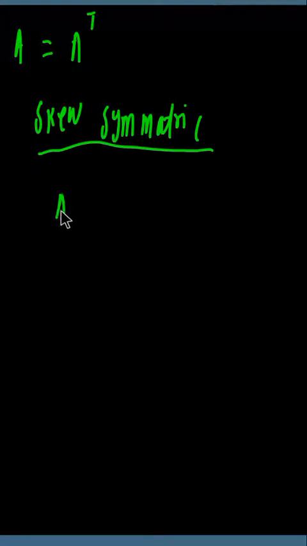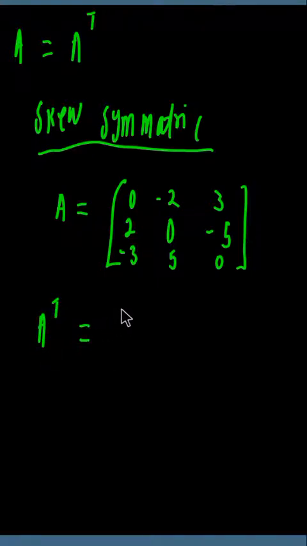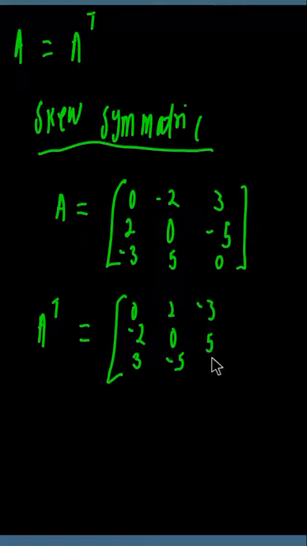Let's consider matrix A equals 0, minus 2, 3, 2, 0, minus 5, minus 3, 5, 0. Then A transpose. To transpose this matrix, take note the first row becomes the first column. So we have 0, minus 2, 3. The second row becomes the second column, we have 2, 0, minus 5. Then we have minus 3, 5, 0.